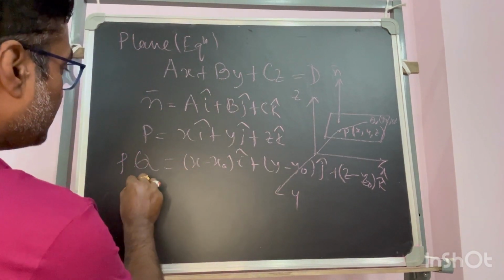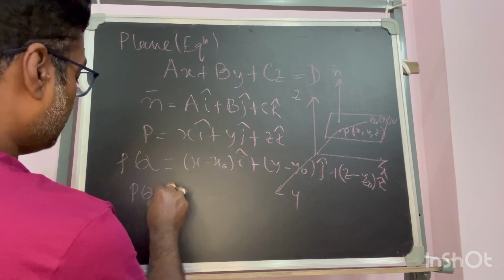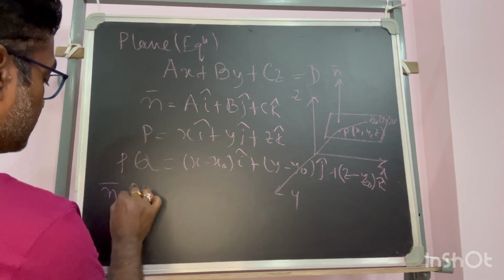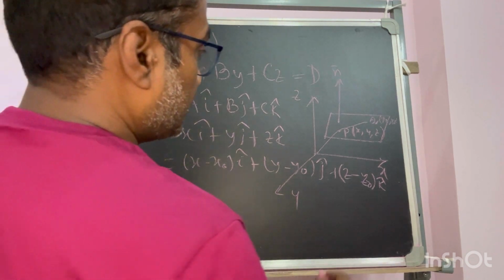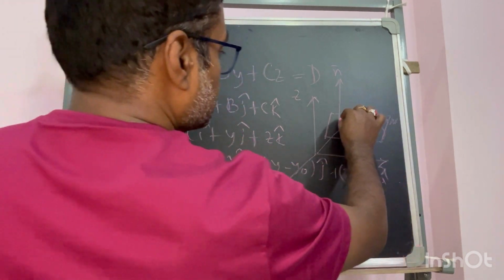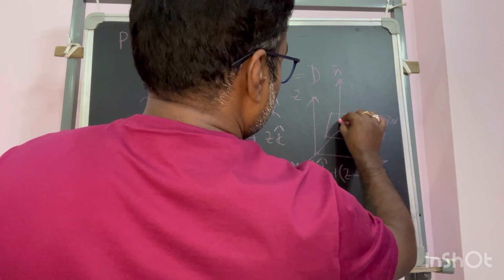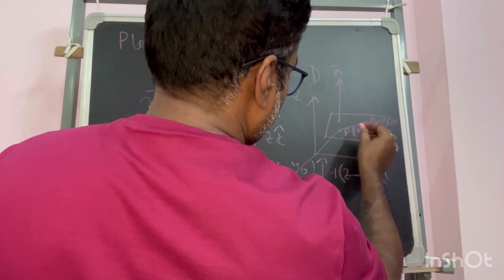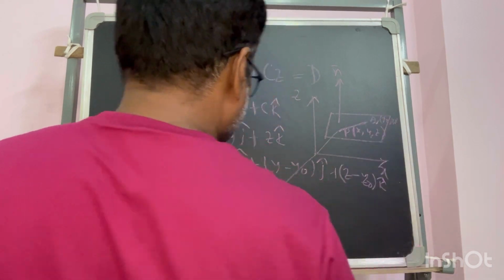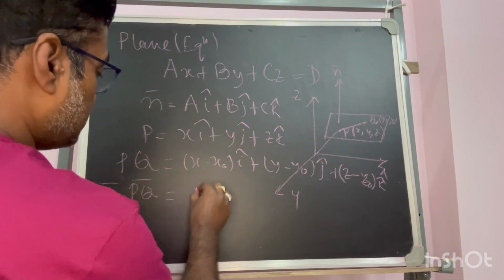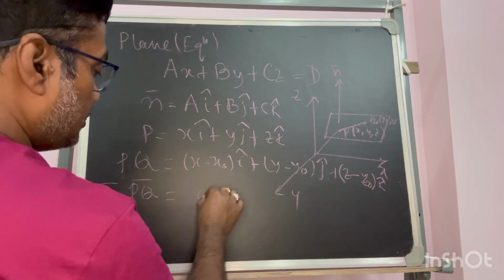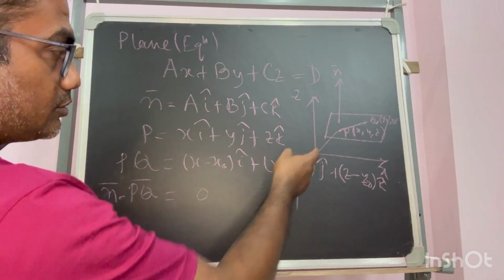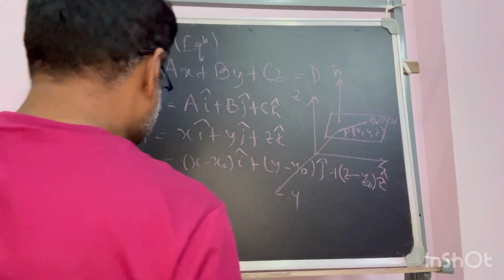Now the dot product of the normal vector with the vector pq: this normal vector is perpendicular to the plane, which means it is perpendicular to any vector lying in the plane. So n dot pq will be 0, because it is |n||pq| cos 90, which is equal to 0.